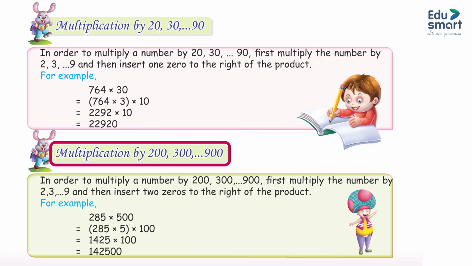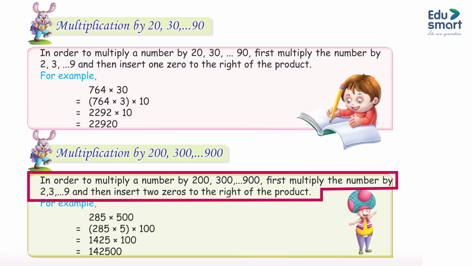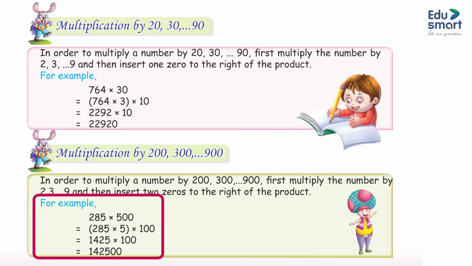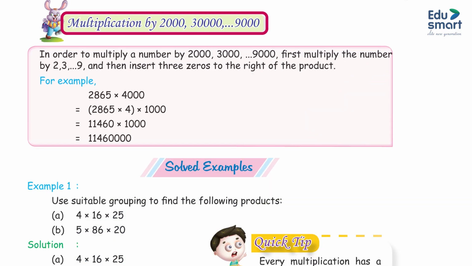Multiplication by 200, 300, 900. In order to multiply a number by 200, 300, 900, first multiply the number by 2, 3, 9 and then insert 2 zeros to the right of the product. For example, 285 into 500 is 285 into 5 into 100, 1425 into 100, 1,42,500.